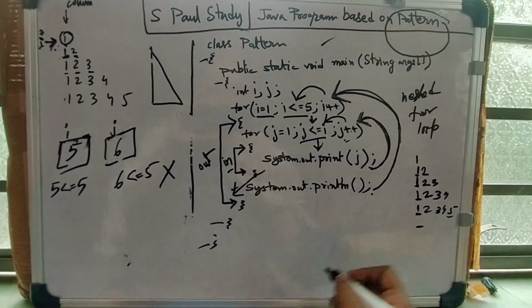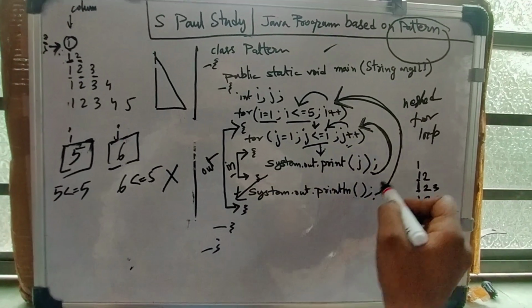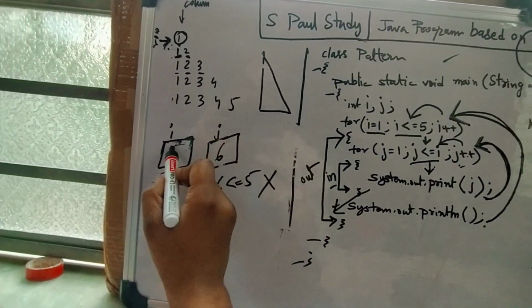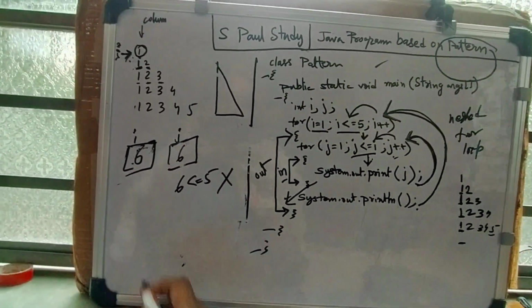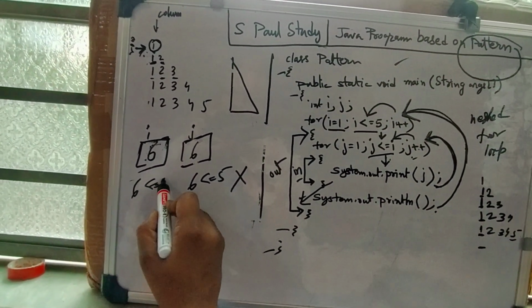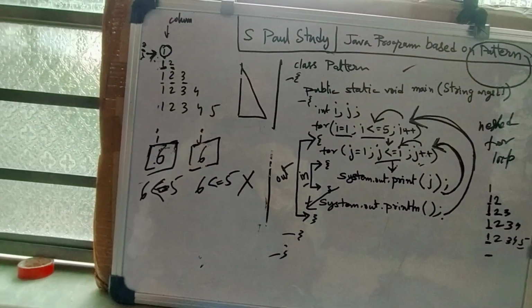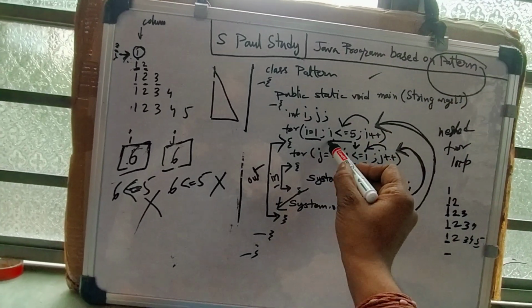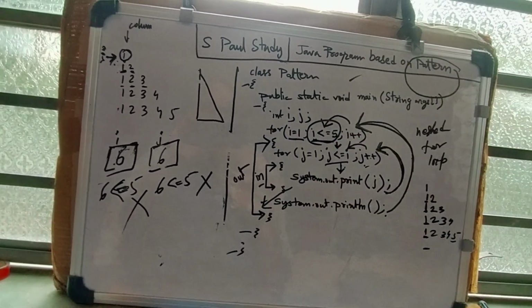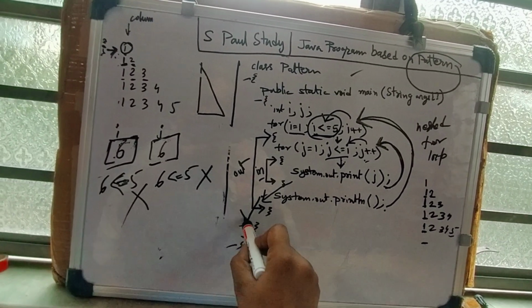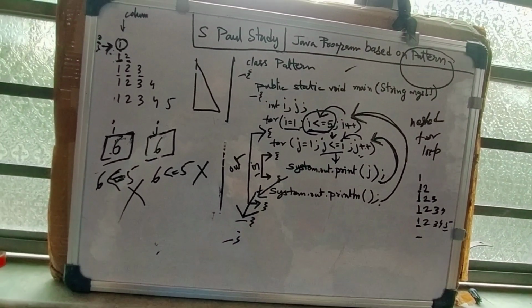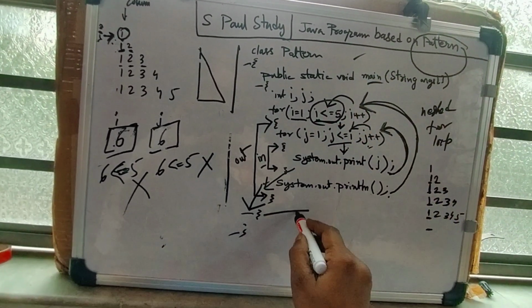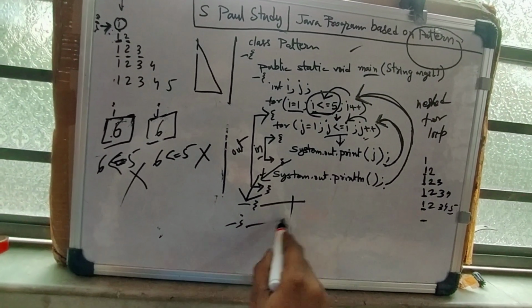The cursor blinks here. And now i will increase. i will increase by 1, that is 6. 6 is checked with 5. This doesn't match. Once this condition fails to match, the outer loop ends. The outer loop ends and the main function also ends, and the class ends.